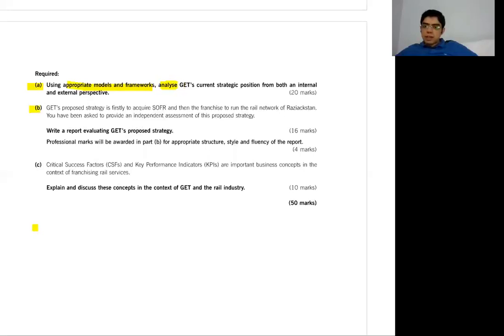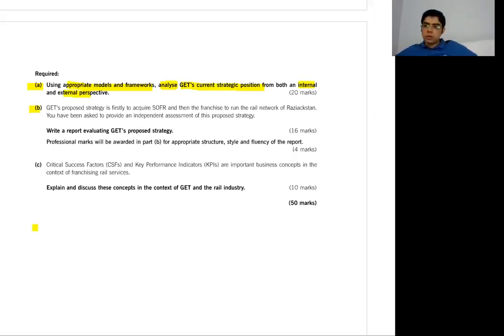GET's current strategic position from both an internal and external perspective. Now, to be honest with you, even if the question ended over here at current strategic position, even if this part, from both an internal and external perspective, is omitted, students should be able to appreciate this fact: when you're analyzing an entity's strategic position, because strategic position is shaped by both internal and external factors, you have to consider both of them.